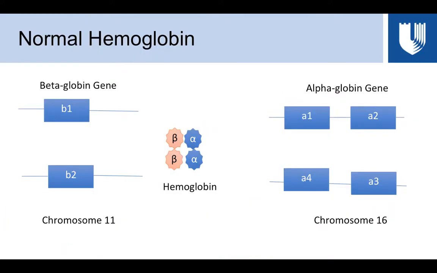As we saw before in the last video, if you look at normal hemoglobin, you have two subunits of the beta globins and two subunits of the alpha globins. The beta globin gene is encoded by one gene from each parent on chromosome 11, and the alpha globin gene is encoded by two genes per parent on chromosome 16.